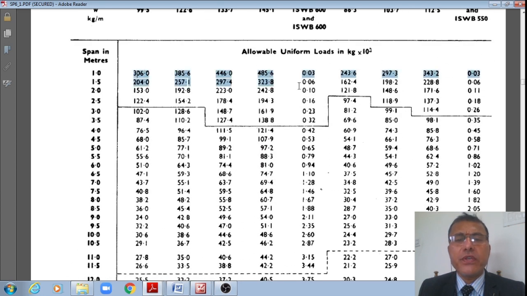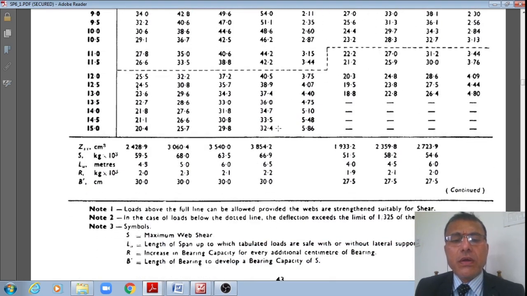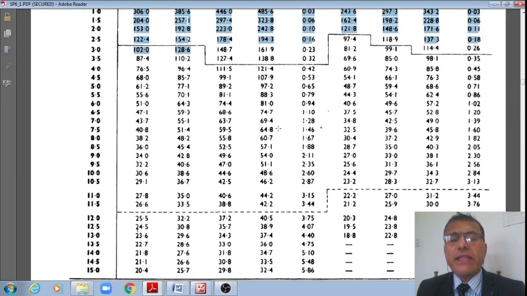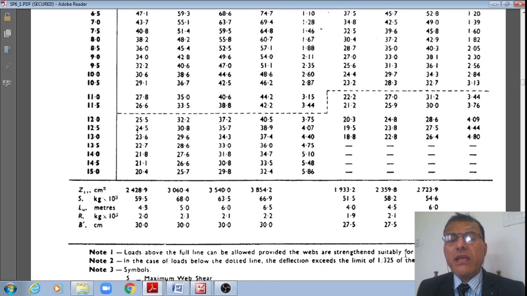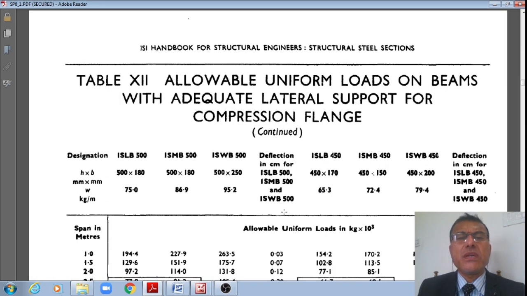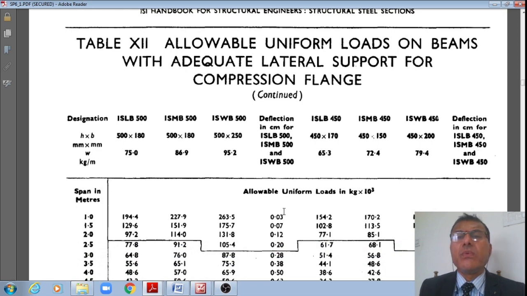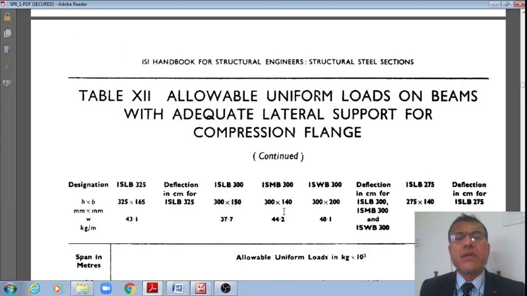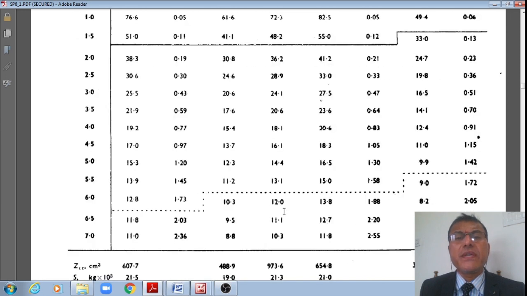Even you should be cautious when you are using the lines above this full line, because you need to strengthen them in shear, right? That is how you can see for other section students, right? Now let us move quickly to the other discussions, right? That is how the different sections are now for different sections, right?